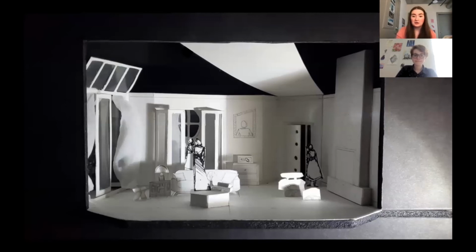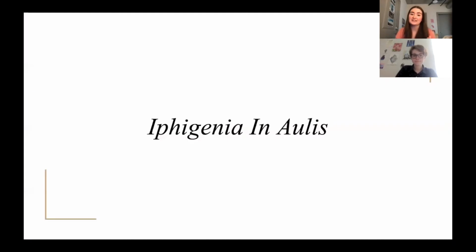And now we are going to see Amanda present her scenic design for Iphigenia in Aulis. The concept for my scenic design was to create an environment at the seacoast that was meant to be temporary but remain long after its expiration date.